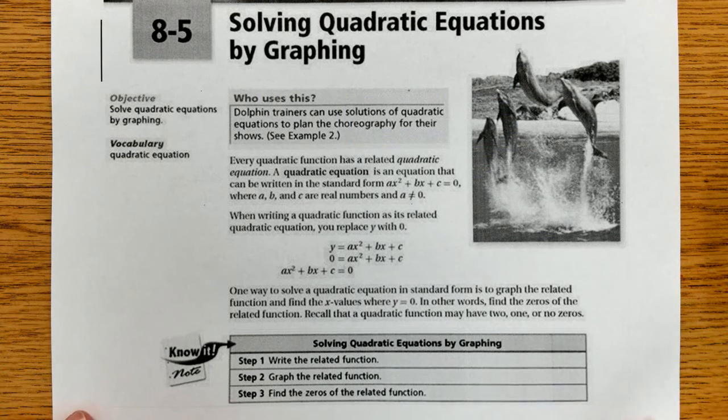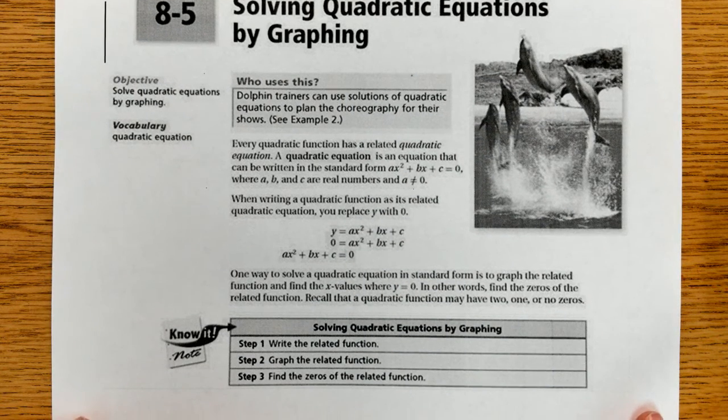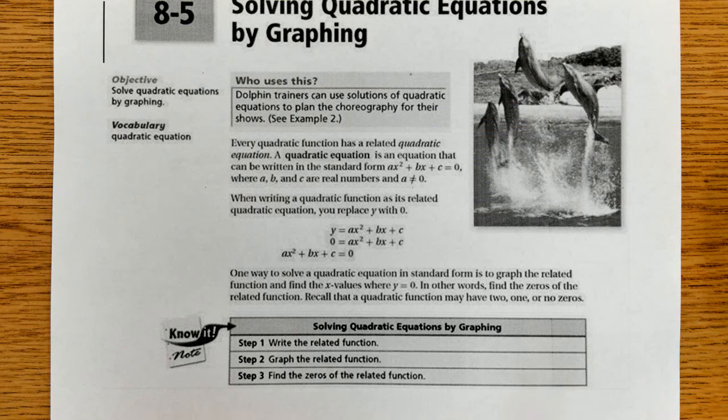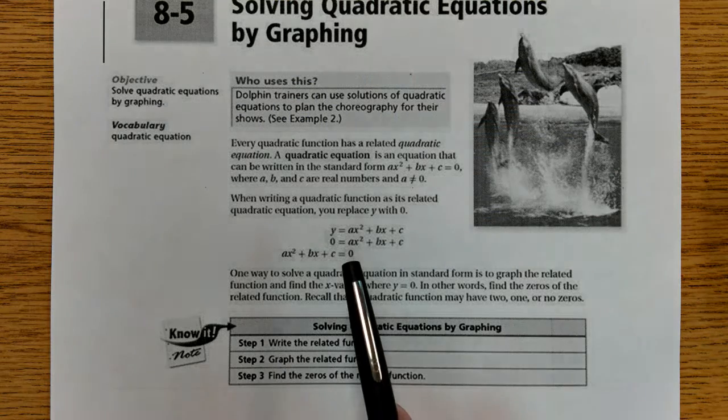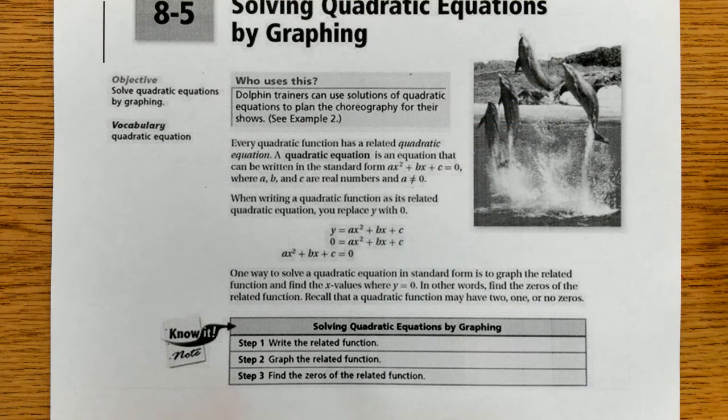Now, one way to solve a quadratic equation in standard form is to graph the related function and find the x values where y is 0. In other words, find the zeros of the related function. And recall that a quadratic function may have 2, 1, or no zeros. And that's where it's going to cross the x-axis. So step 1, we'll write the related function, so replace y with 0. Then graph the function, and then find the zeros. So look for where it crosses the axis.